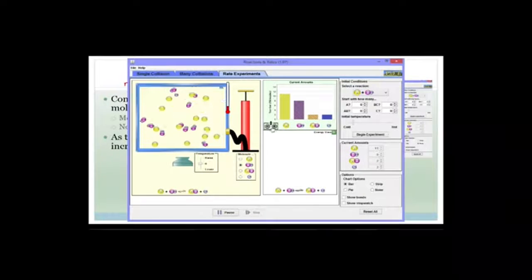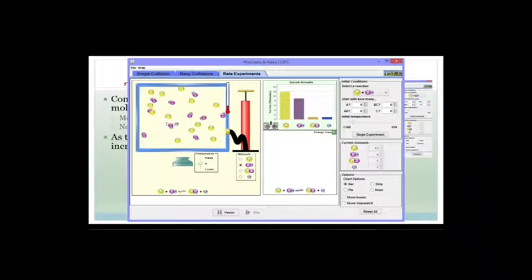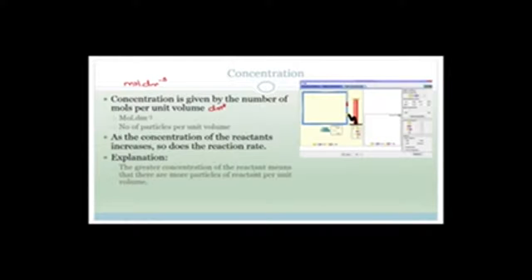And why is that? That is because I've increased the concentration. So I've increased the possibility that there's going to be reactions, the possibility that there's going to be bumping. And if there's bumping happening, then there is a greater chance of collisions occurring. We need to talk about this word collisions, but we will in a minute. Let's just leave that right now. So as the concentration of reactants increases, so does the reaction rate. The reason being, the greater the concentration of reactants means that there are more particles of reactants per unit volume, right?